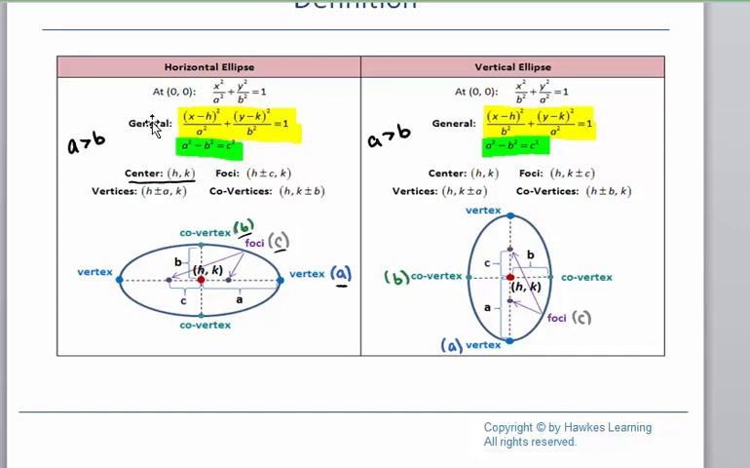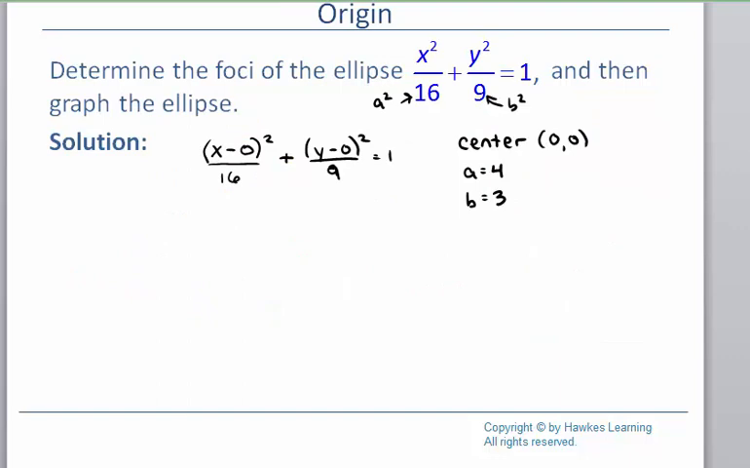Remember the little formula that we highlighted in green: a squared minus b squared equals c squared. Let's use that formula now. So a squared minus b squared is equal to c squared. Let's plug in our a value and our b value. So I have 16 minus 9 is equal to c squared. So c squared is equal to 7. So c is equal to the square root of 7.